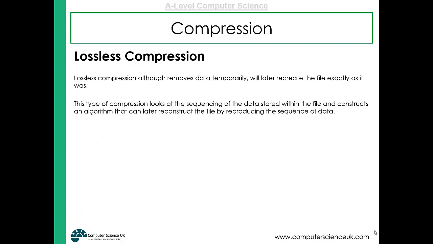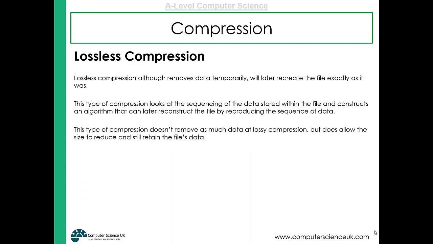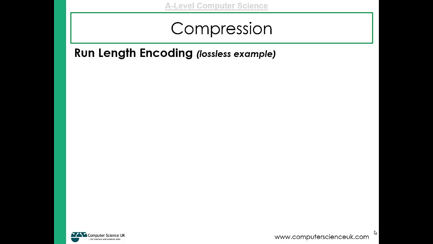So this type of compression will look for sequences of data stored within the file. It will construct an algorithm that can later reconstruct that file by reproducing the sequences of data. Now that might not make perfect sense at the moment, but we'll have a look at some examples of that in a minute. This type of compression doesn't remove as much data, like I said before, as lossy, but it does still reduce the size of the file, and of course it retains that data for later use. So two examples of lossless compression.